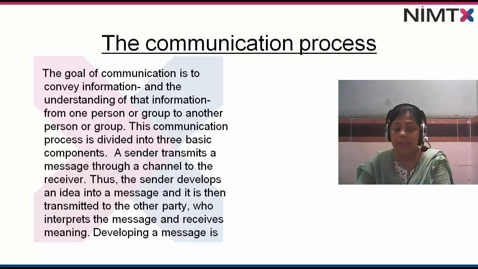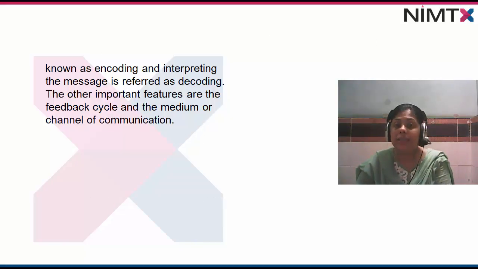A sender transmits a message through a channel to the receiver. Thus, the sender develops an idea into a message, and it is then transmitted to the other party, who interprets the message and receives meaning. Developing a message is known as encoding, and interpreting the message is referred to as decoding. The other important features are the feedback cycle and the medium or channel of communication.